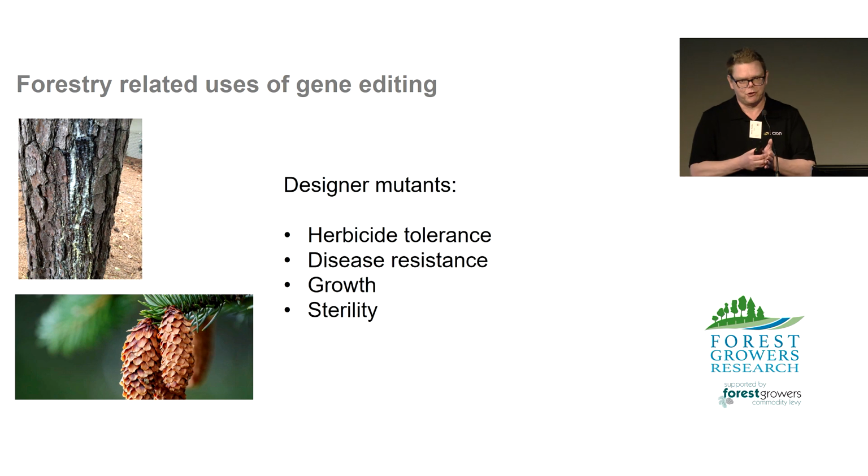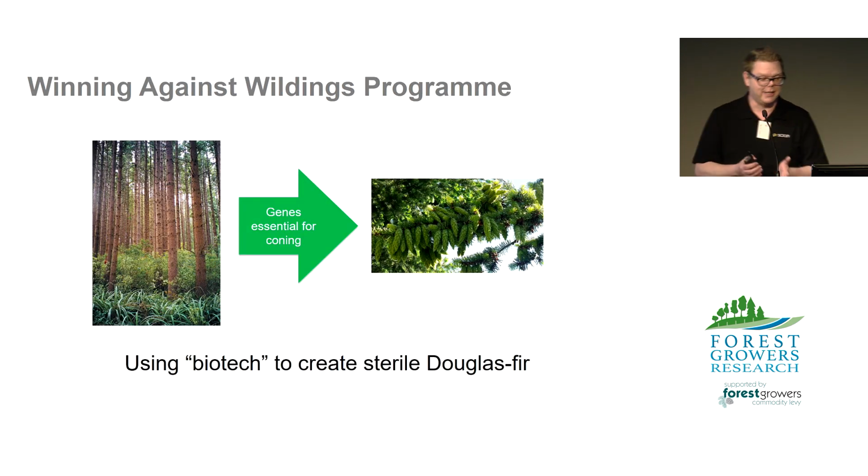And if you look at the literature, I said a lot of things are coming to market, and the sort of things which agricultural companies are bringing to market are the sort of traits you can see here. So some of these have obvious parallels to what we could do in forestry. So it is certainly something in the future that could be very valuable. And the bottom thing I have here, sterility, leads me nicely into the Winning Against Wildings programme.